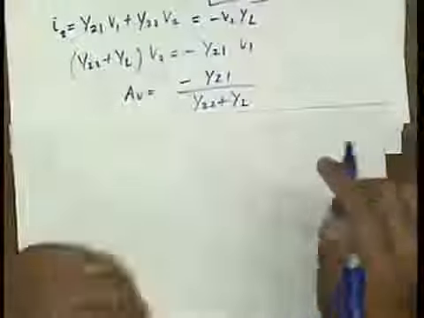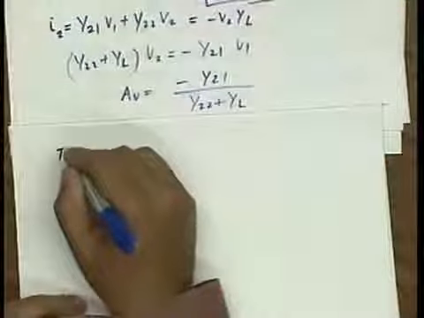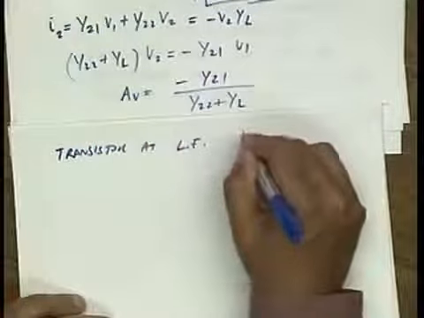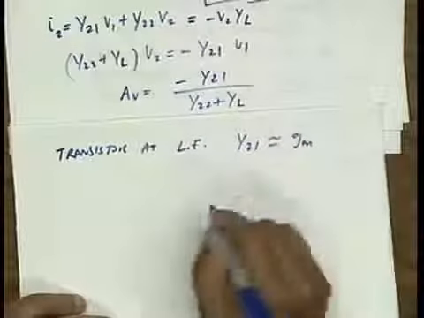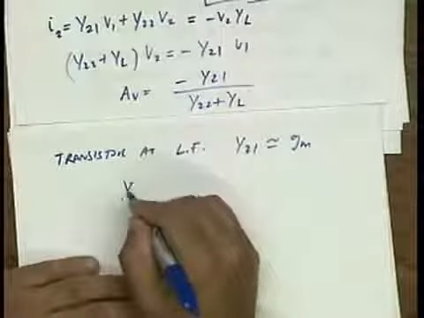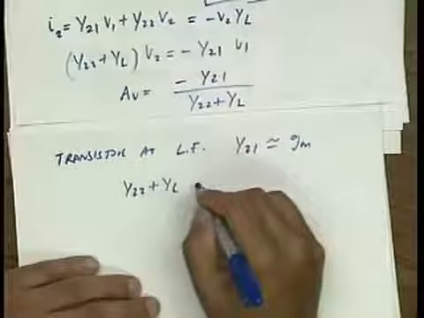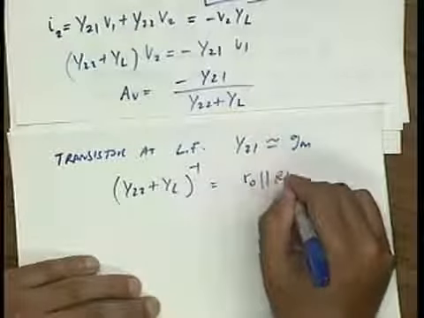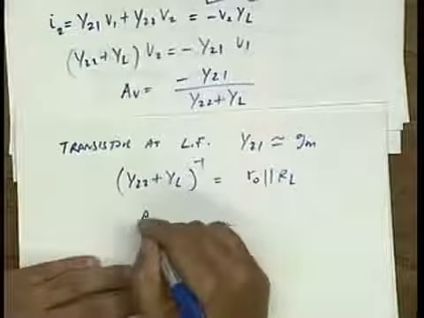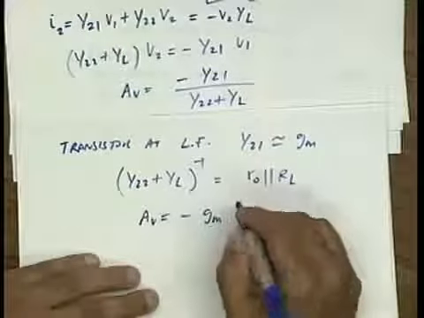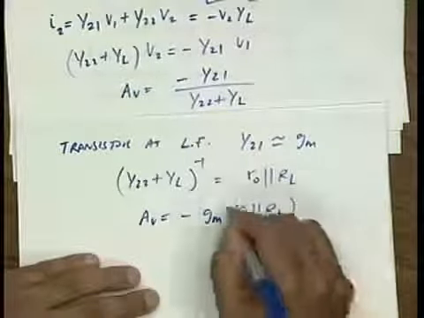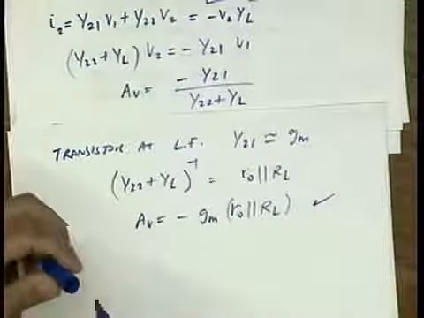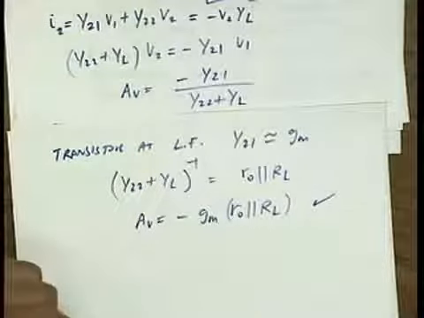If you check it for a transistor at low frequency, Y21 is approximately GM, and (Y22 plus YL) inverse is simply RO in parallel with RL. So the voltage gain is, as you know, minus GM times RO in parallel with RL at low frequencies. So that matches with our previous knowledge.